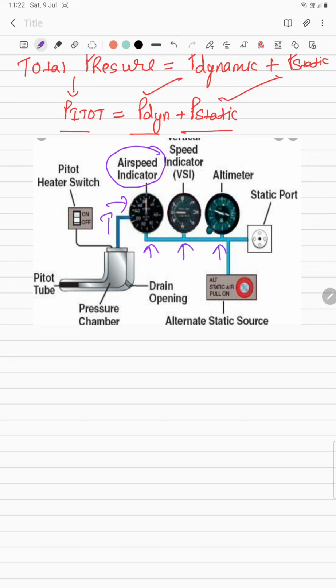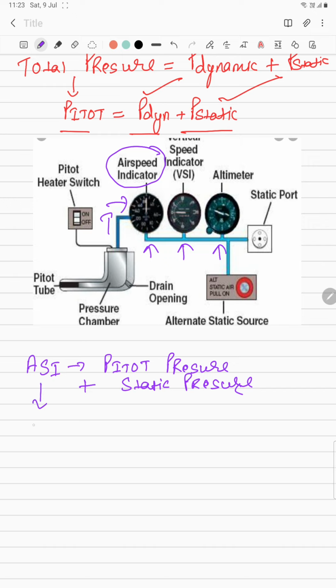So the airspeed indicator works on the pitot pressure. It is taking pitot pressure and also it is taking static pressure. Now you will question, why is it taking both the pressures? I will tell you why when we study the instrument in detail, but for now just understand this thing.